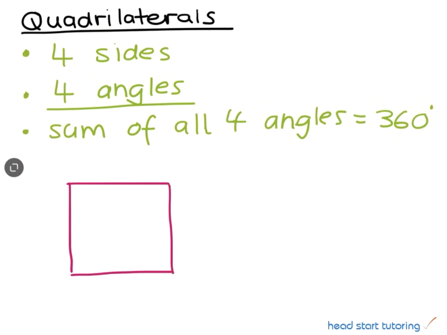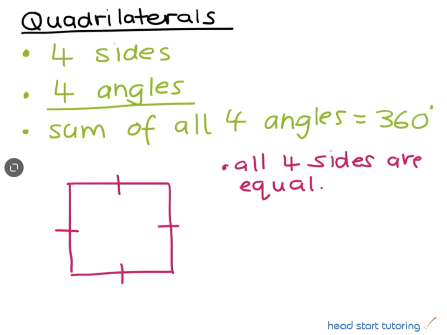Okay, and how I indicate that my square has all 4 equal sides is I'm just going to put one small little line on each of my sides, and that is to indicate that one of the properties of my square is that all 4 sides are equal. Right, so that is one of the properties of my square.